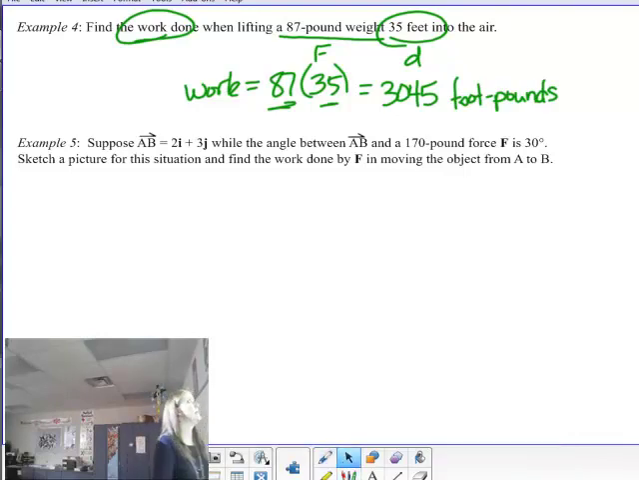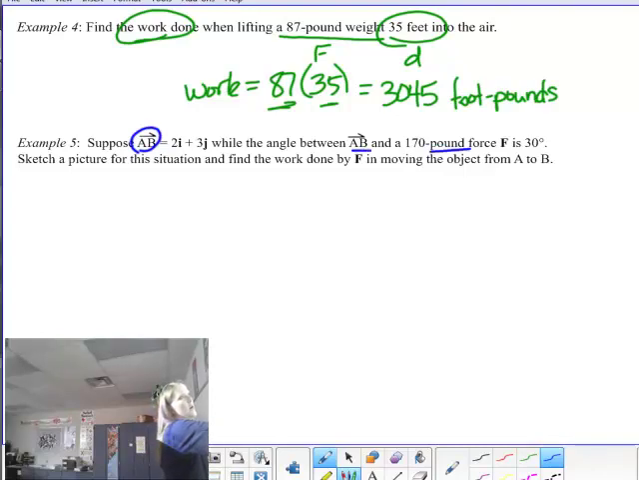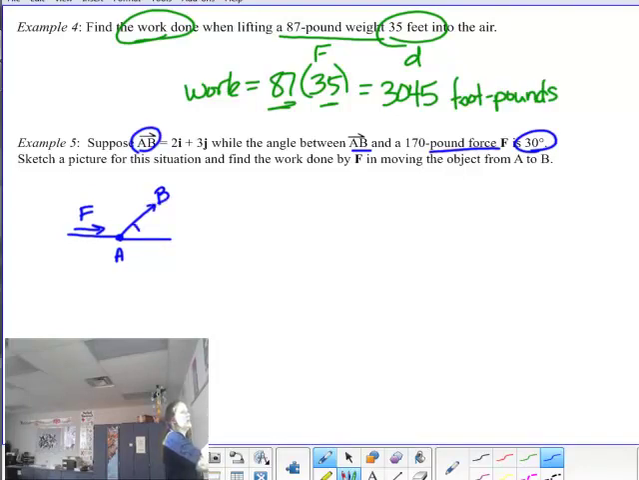Last example. What if I have a vector AB, and I'm given its unit vector form as 2i plus 3j, and the angle between the vector and the force is 30 degrees. Again, if my force is going this way, and from A to B I have a 30-degree angle, then I'm going to find work a little bit differently. The work is going to equal the force, which is how hard I am pushing. I'm pushing 170 pounds, and I'm going to multiply that by the magnitude of AB.